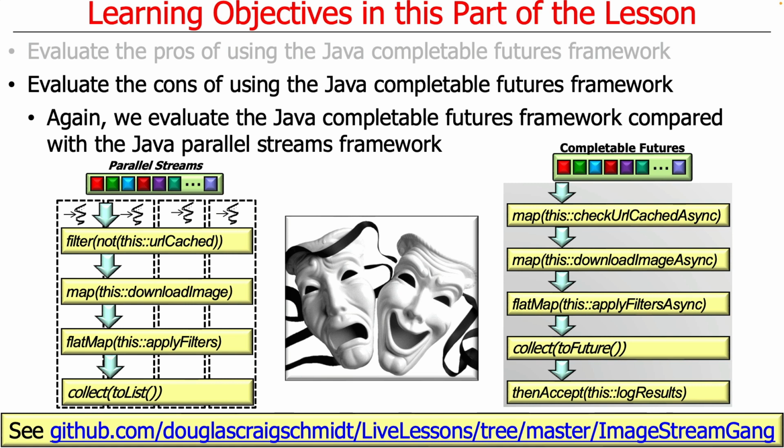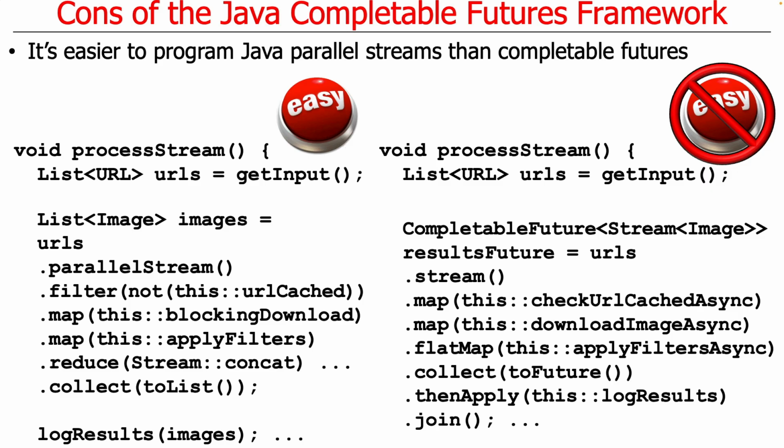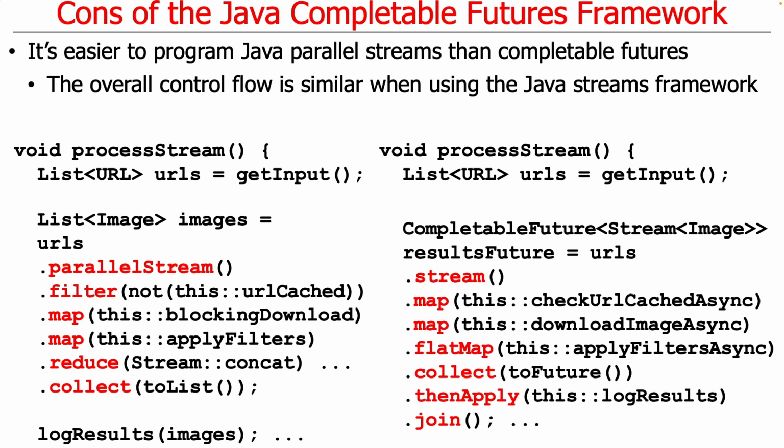Again, we're going to look at this in the context of the parallel streams framework to compare and contrast the degree of effort required to program with each of these different models. So, bottom line, it is generally easier to program with Java parallel streams to get parallel computation than it is to use completable futures with parallel computation. And on the left-hand side, we see the parallel stream version.